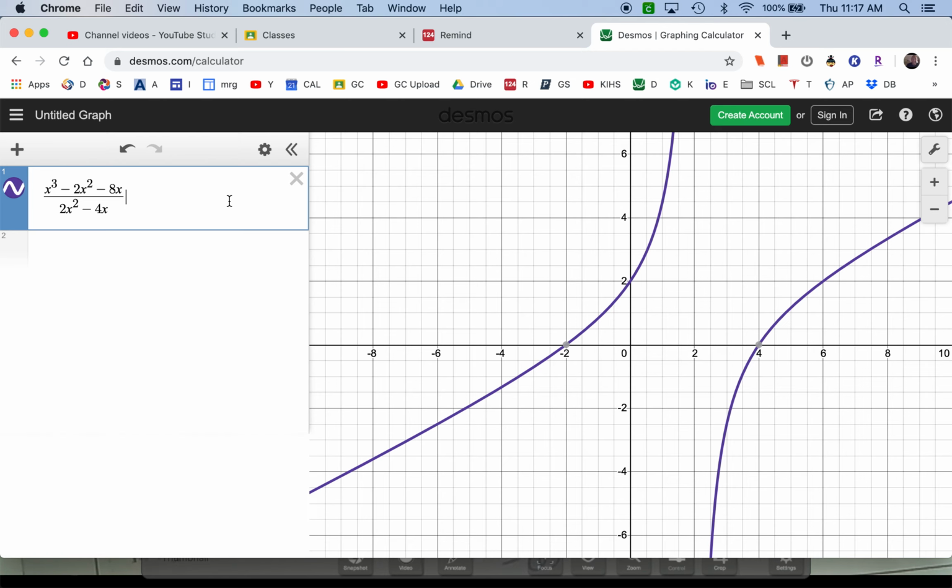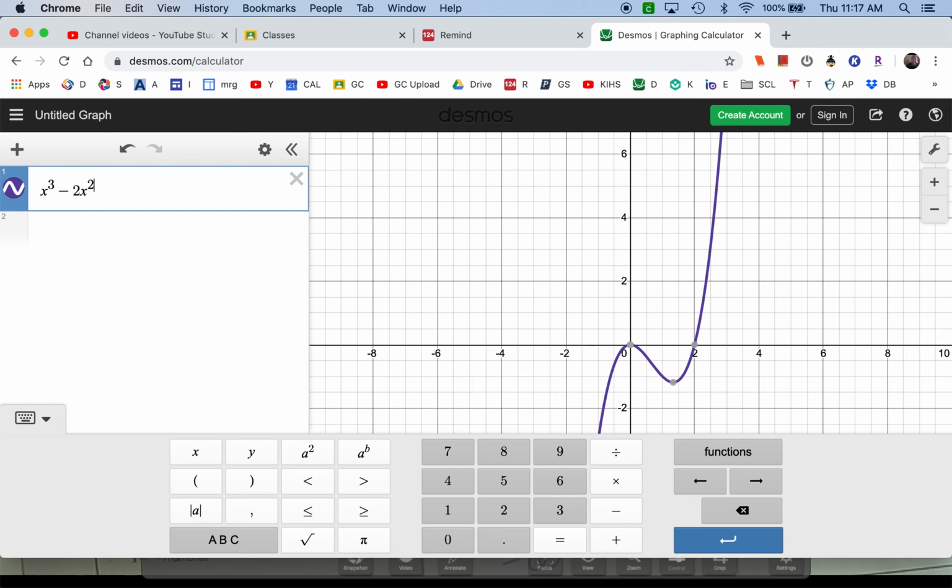Number 7, x minus 1, and then x squared subtract 1.